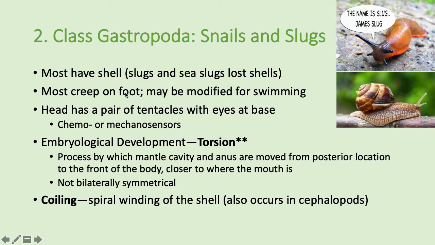They creep on the foot. It can be modified for swimming. Another unique thing about snails and slugs is on the head, we do have a pair of tentacles, and usually eyes at the base, at the tops of them. The tentacles usually have a lot of chemosensors or mechanosensors, so chemoreceptors to pick up chemicals, mechanoreceptors, temperature, touch.